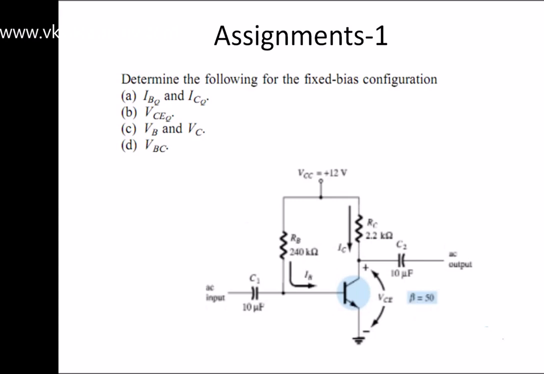This was the assignment 1 and we need to calculate the base current, collector current, VCEQ voltage, base voltage, collector voltage, and VBC voltage. And this was the transistor. This was the fixed bias configuration where the VCC supply is given, that is 12 volt. RB and RC resistances are given. Beta value is given as 50. And we know that no emitter resistance is available in case of fixed bias configuration.